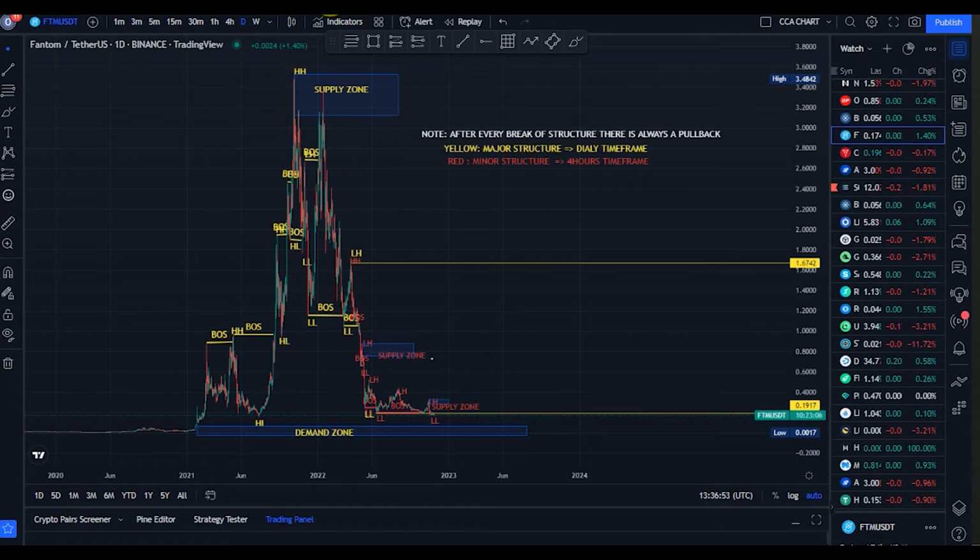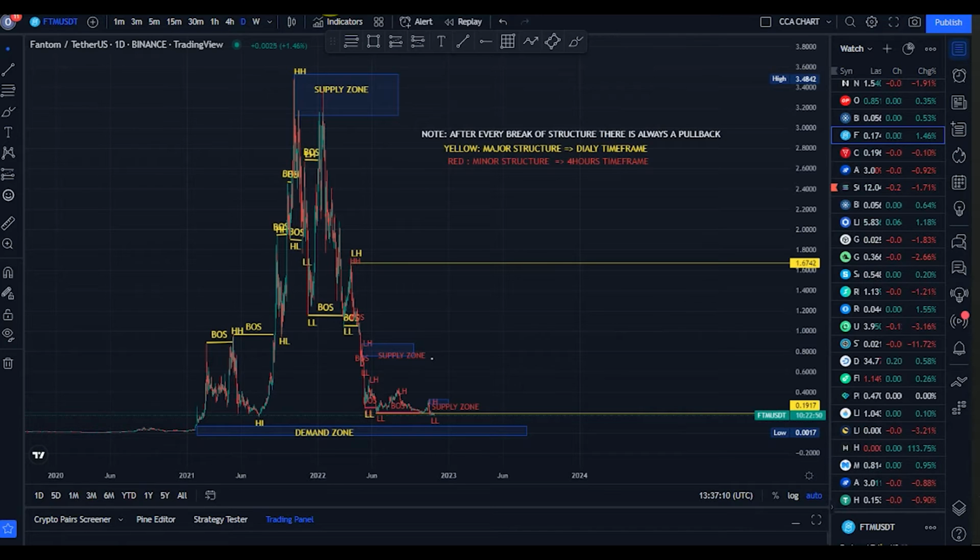Welcome to the Fantom USDT price chart. As you can see, I've already mapped out my market structure. I use yellow to map out my major structure, which is my daily time frame, and I use red to map out my minor structure, which is my 4-hour time frame.